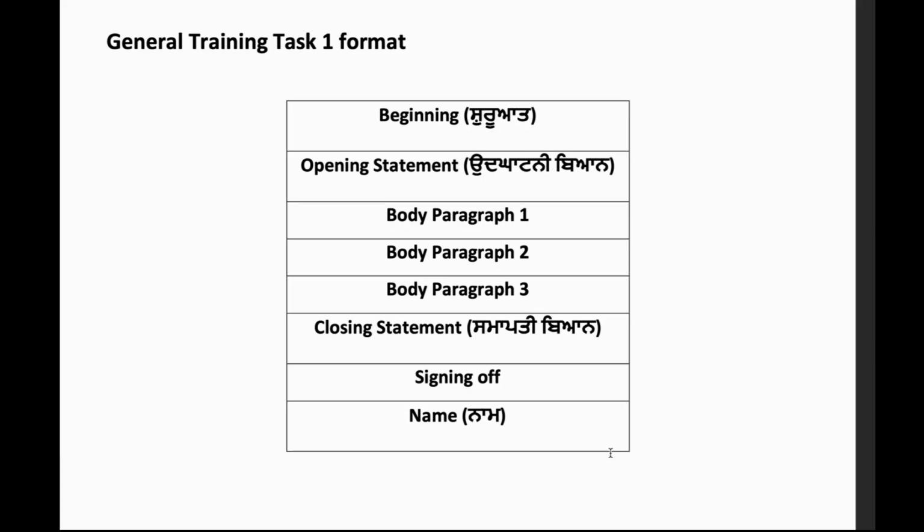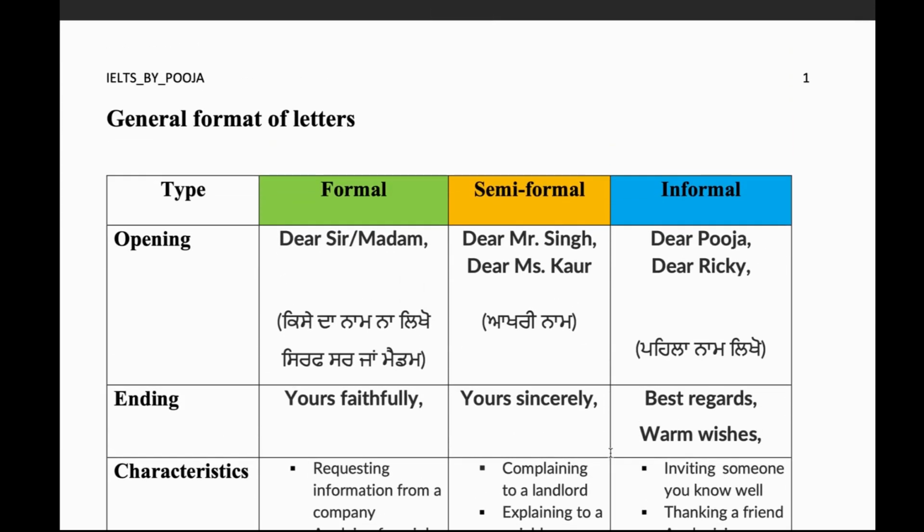Here are the 3 types of letter that we get in General Training: formal, semi-formal and informal. Before we begin, let's see the opening and ending for these 3 types. You can memorize whatever points are written here. In case it's formal, for the opening you will always write Dear Sir or Madam, only one. Some students make the common mistake of writing both Sir and Madam, which is not considered correct. Only one has to be written. And for the ending, you can use Yours faithfully, Yours sincerely, anything that you like.